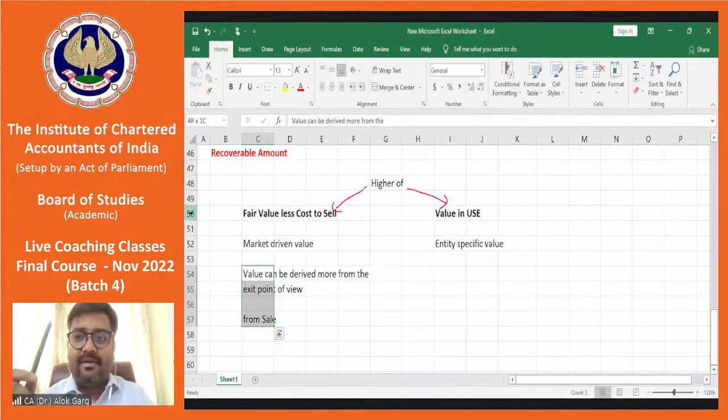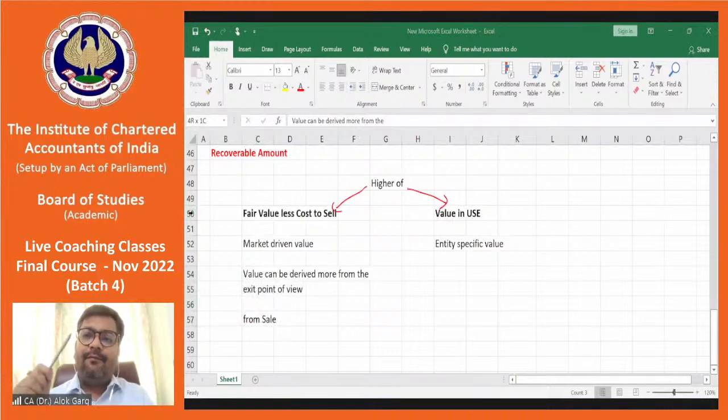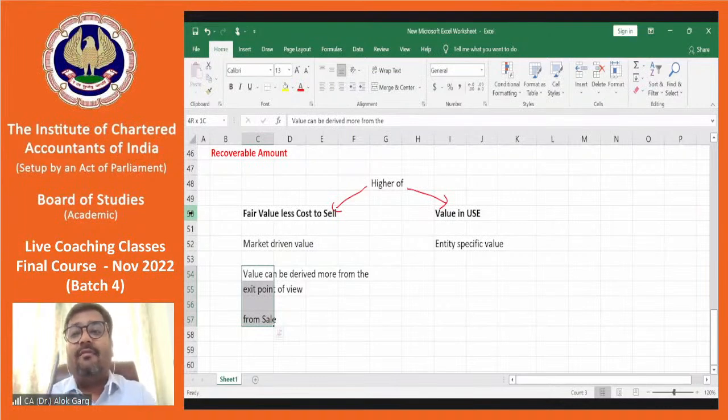For example, this is a marker. So the cost of the marker or carrying value of the marker is 10 rupees, right? So if I go into the market and sell this marker, what price this marker will fetch is the fair value. And whatever cost I incur while selling this asset will be my cost to sell, right? If I use this marker till the end of its life, what value I will derive by using this marker is the value in use.